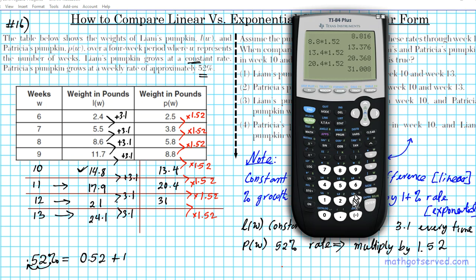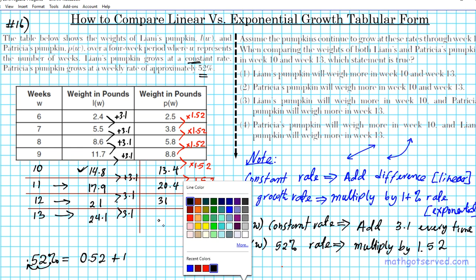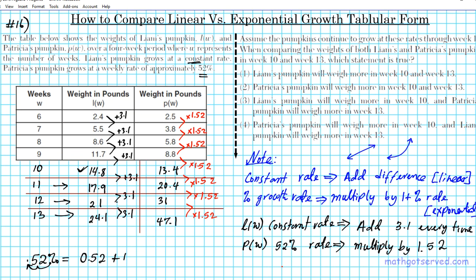Let's do that again. 31 times 1.52. And your answer is 47.1. Wow, you see who the winner is? It's the exponential function. Alright. Okay, so let's see what's the correct answer.